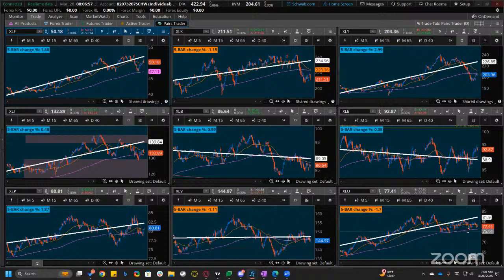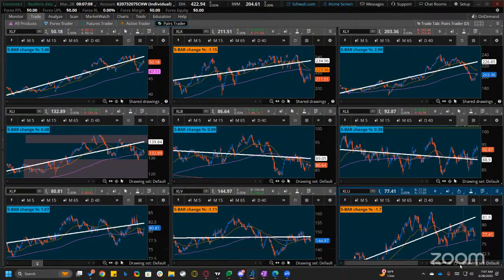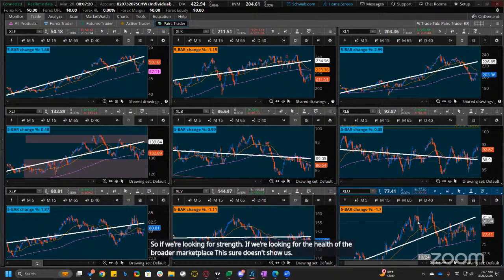Utilities keeps resting on that 200, but for how many more times? Right? How long can you test a trend line before it finally breaks? So if we're looking for strength, if we're looking for the health of the broader marketplace, this sure doesn't show us a lot of strength. Doesn't show us a lot of conviction and trust, confidence in the market, money flow.